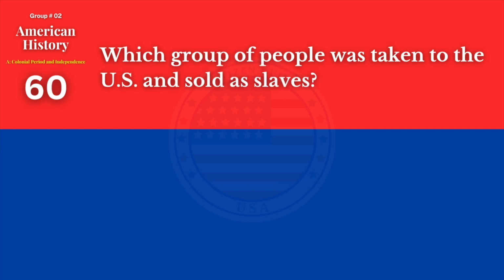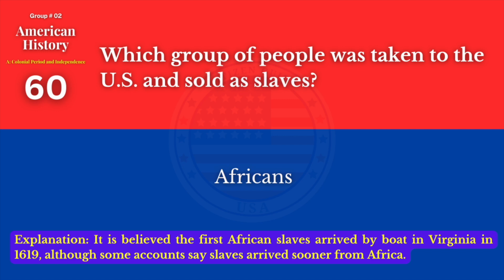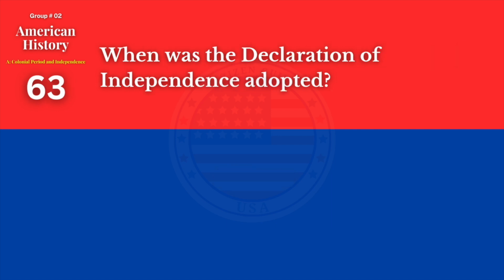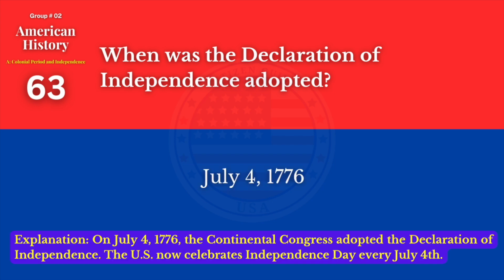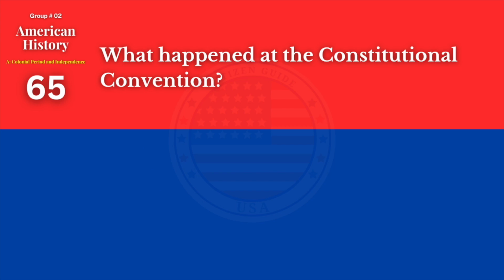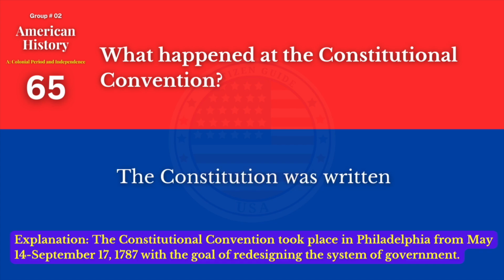Which group of people was taken to the U.S. and sold as slaves? Africans. When was the Declaration of Independence adopted? July 4, 1776. What happened at the Constitutional Convention? The Constitution was written.